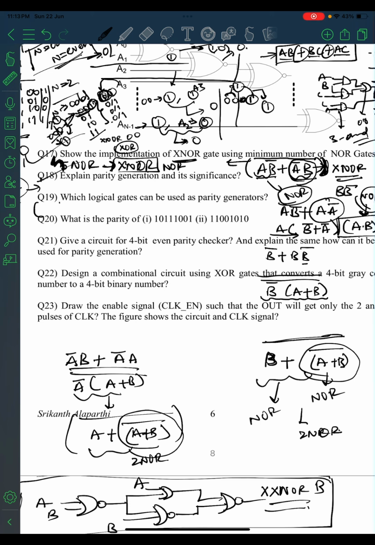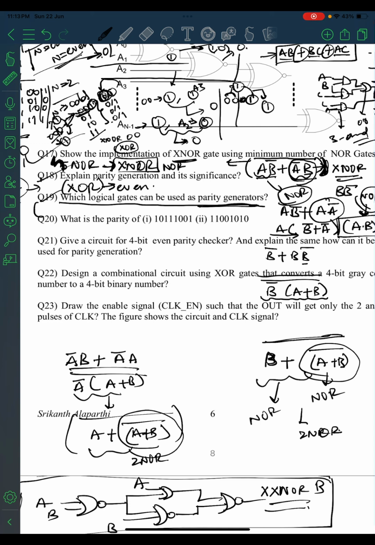Now the 19th: which logical gates can be used as parity generators? Again the XOR gate. Sorry, not universal gate, the XOR gate. We will be using XOR a lot of times, that's why I called it, but it's not universal. NAND and NOR are universal gates. So the XOR gate can be used as an even parity generator.